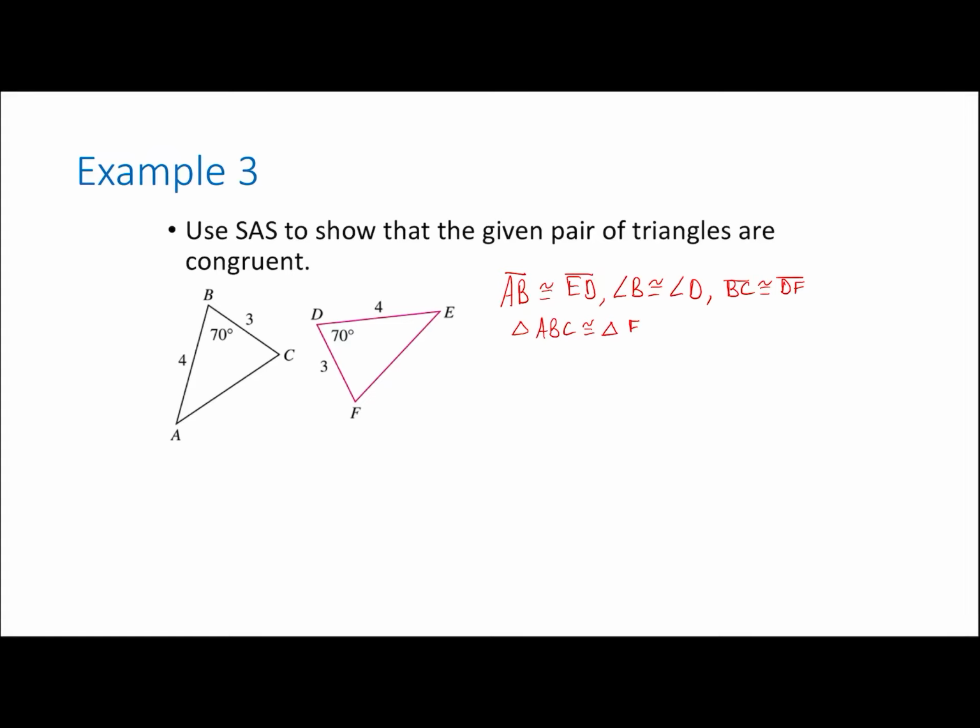And so because of that, we've shown that a side, its included angle, and the next side are congruent. So therefore, the triangle ABC must be congruent to the triangle. Make sure we have all the letters in the right order here.